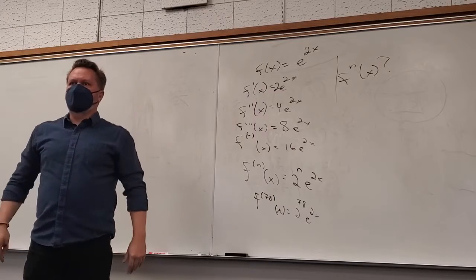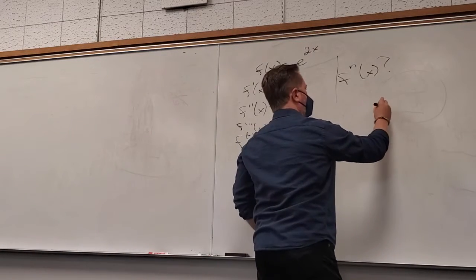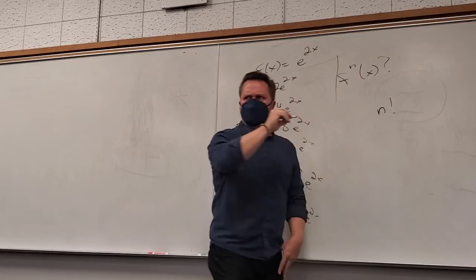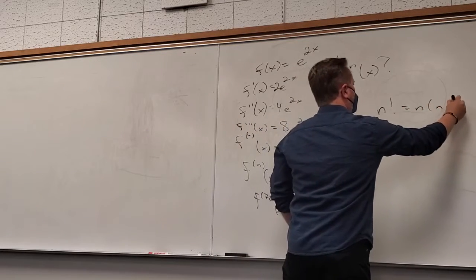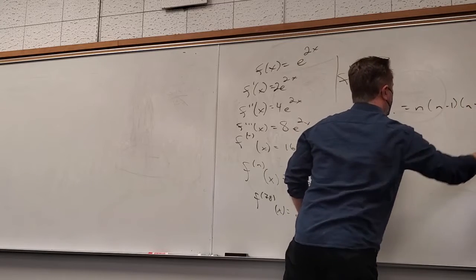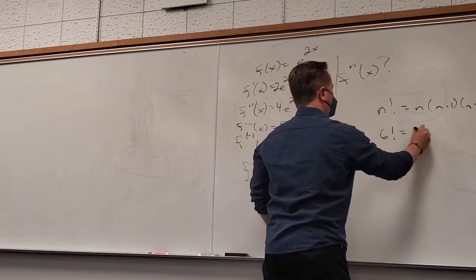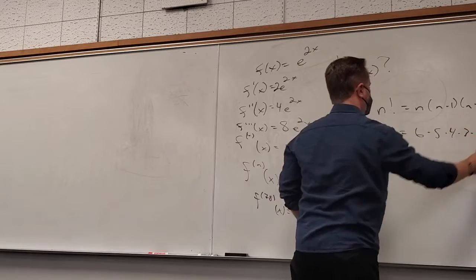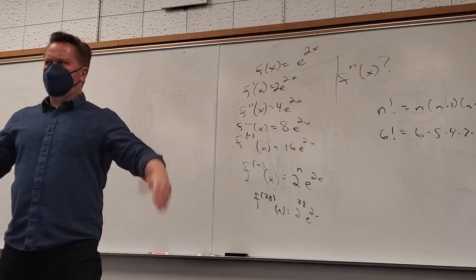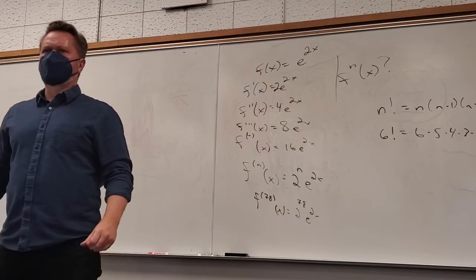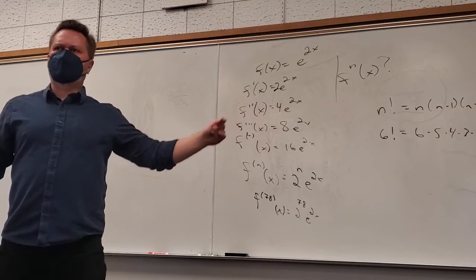Now, some of the patterns will be based on, like, we did talk about n factorial, right? If I remember correctly. So that's just n times n minus 1, all the way down to 1. So like 6 factorial would be 6 times 5 times 4 times 3 times 2 times 1. So that might show up somewhere. That kind of thing. Okay.